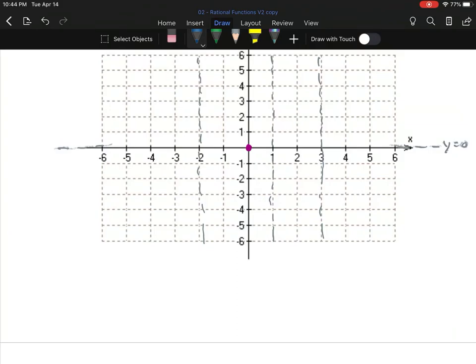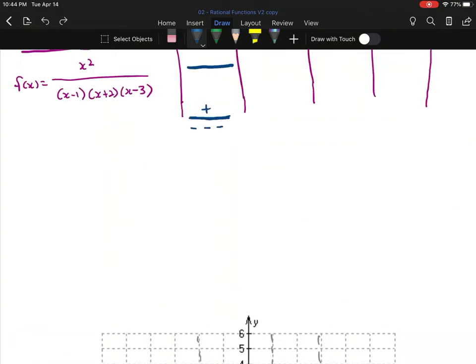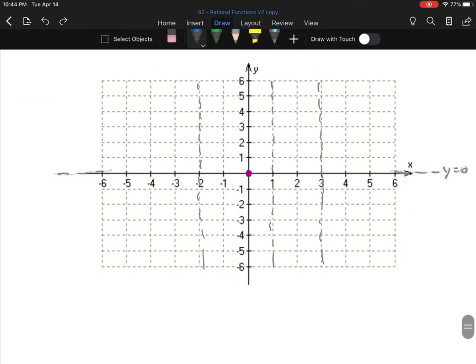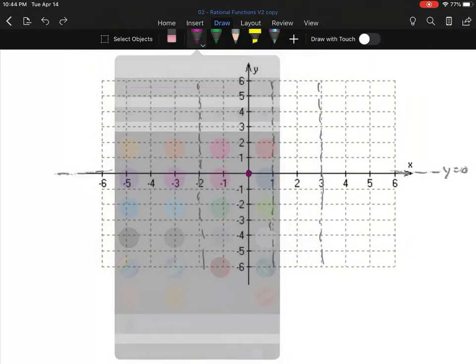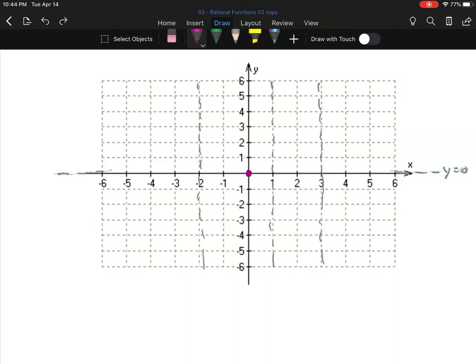I can draw the graph for this section. I know exactly what's going to happen. It's got to be negative. It's got to approach this asymptote. Oops, I wanted purple there. Okay, purple for my graph.